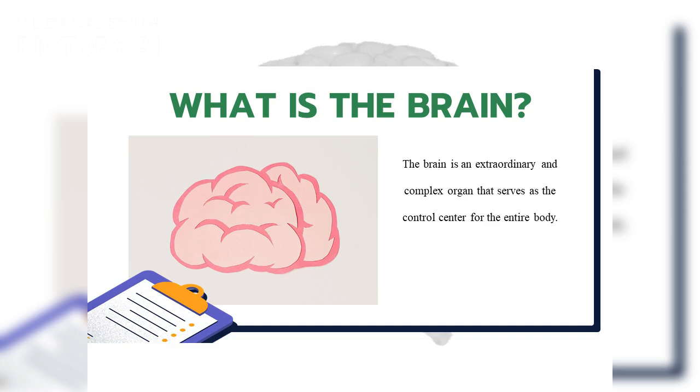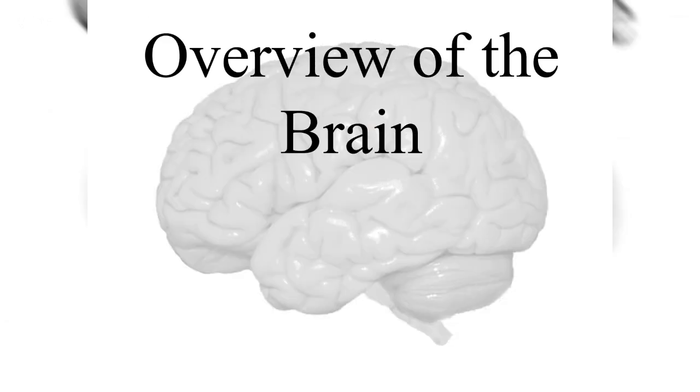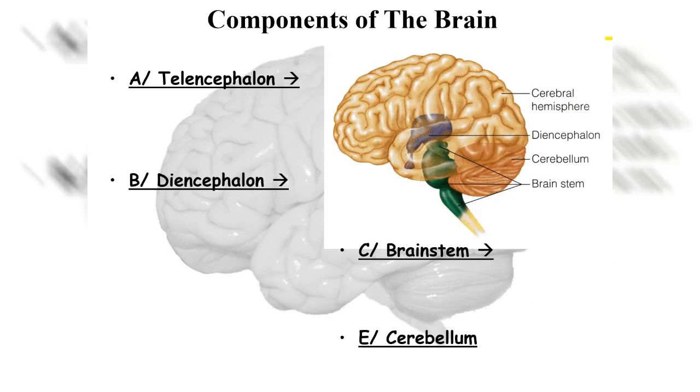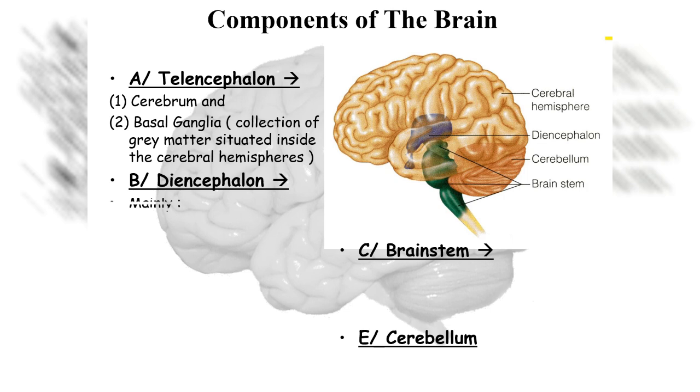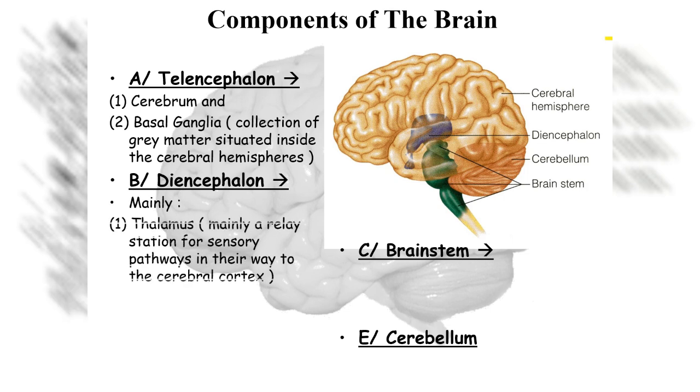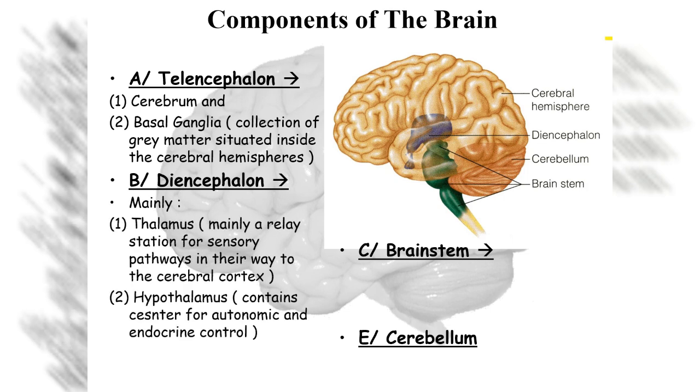The brain is an extraordinary and complex organ that serves as the control center for the entire body. It orchestrates everything we do, think, and feel. Let's take an overview of the brain to understand its major components and their roles. The brain is divided into several key components: the telencephalon, diencephalon, brainstem, and cerebellum. Each part has unique functions essential for our daily lives.